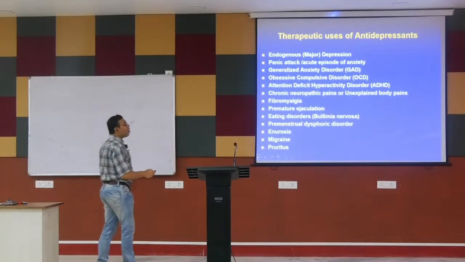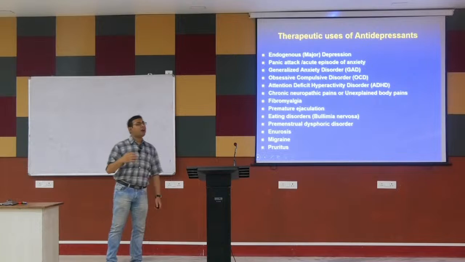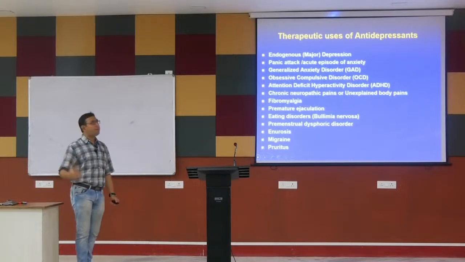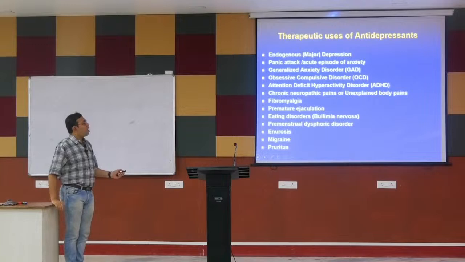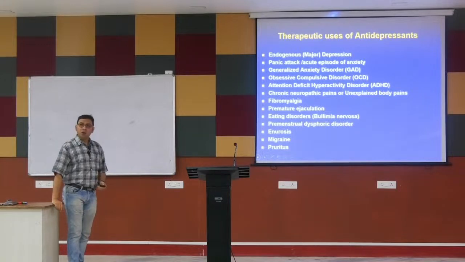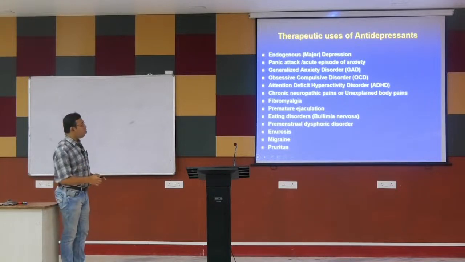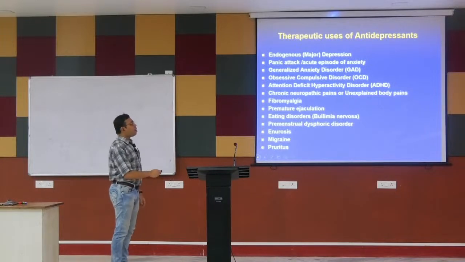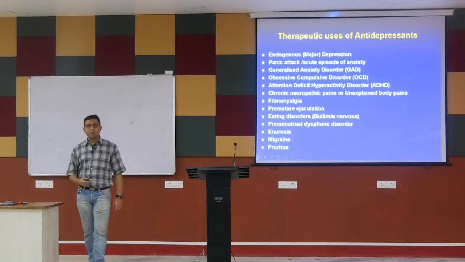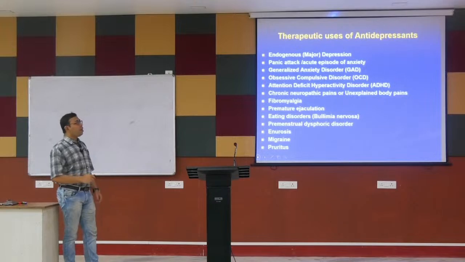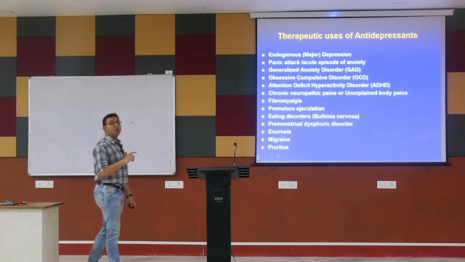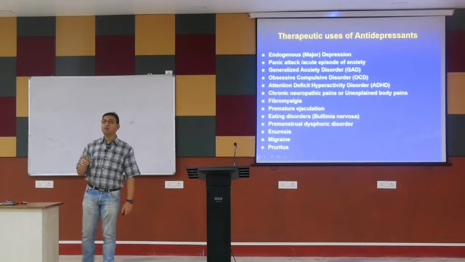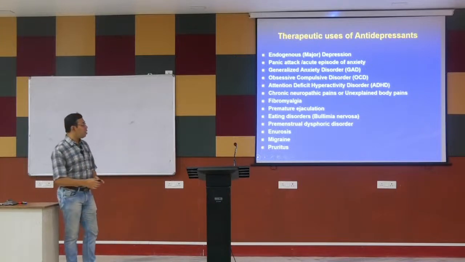Then panic attack or acute episode of anxiety, different types of panic attack. There may be some social phobia or other types of panic attack, acute episode of anxiety, generalized anxiety disorder. These antidepressant drugs can be used in addition to benzodiazepines. Obsessive compulsive disorder, already we have discussed. Attention deficit hyperactivity disorder is mainly seen in children and adolescents. Again, an SSRI is given.